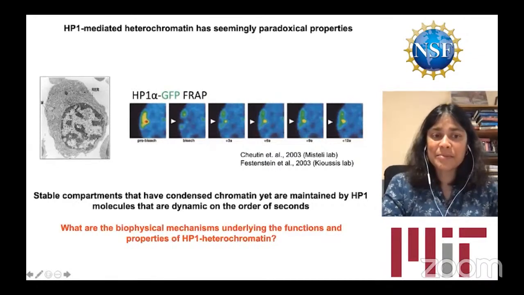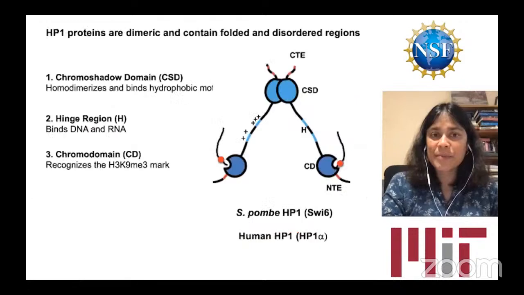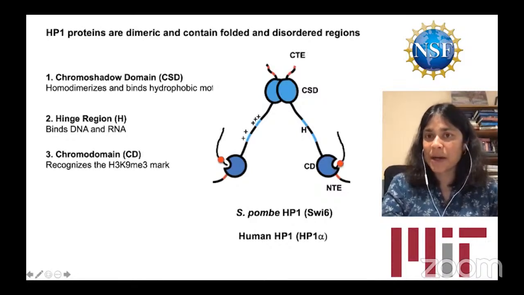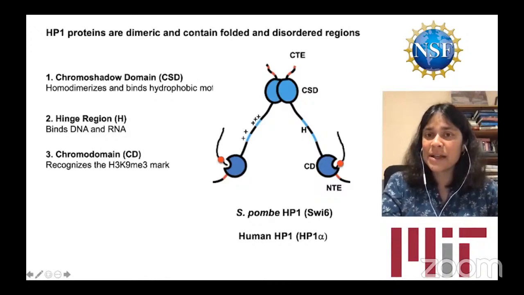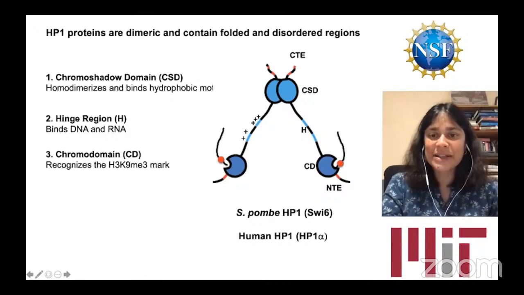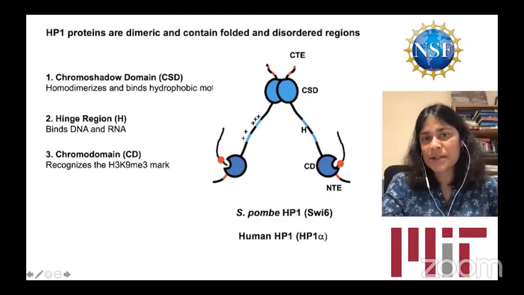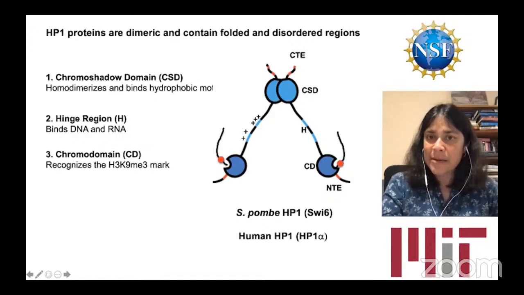Now, before I describe what we've learned in the last several years, let me give you a proper introduction to the HP1 molecule. This molecule has two structured domains, a chromodomain that binds the histone mark, and a chromoshadow domain that forms a dimer and a dimerization interface that binds hydrophobic motifs. It also has three unstructured regions: an N-terminal extension, a C-terminal extension, and a hinge that has positively charged residues, mainly lysines, that bind both DNA and RNA. Now, this dimeric architecture and this overall domain architecture of HP1 molecules is highly conserved. It's conserved all the way from Pombe fission yeast to humans.